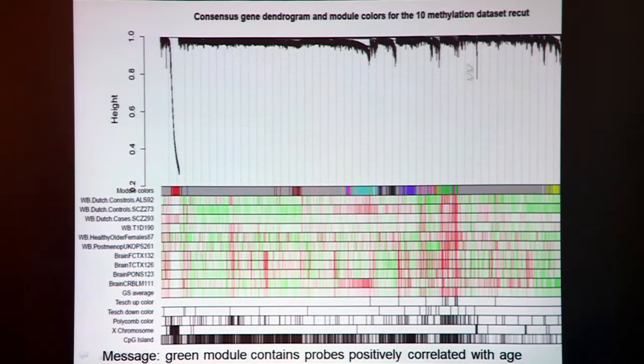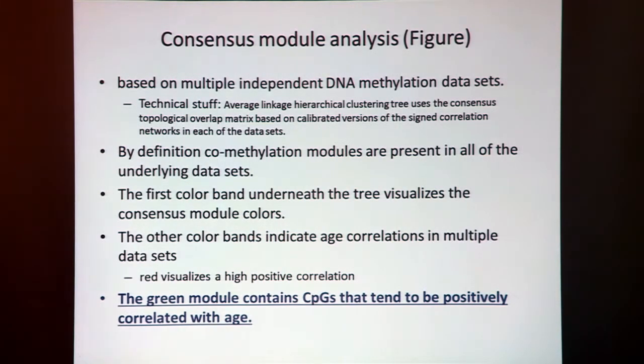And when you carefully look at it, there is one module, the green module, there's this branch that contains a lot of CpGs that have a positive correlation with age in these data sets. So this is a module that gets hypermethylated as we age, both in blood but also in brain tissue. And the brain regions are frontal cortex, temporal cortex, pons, and cerebellum. Now, this is what I said earlier. There's this green module of great interest to us.